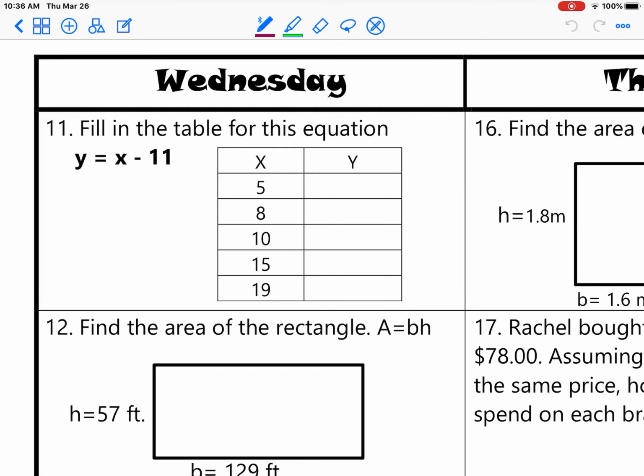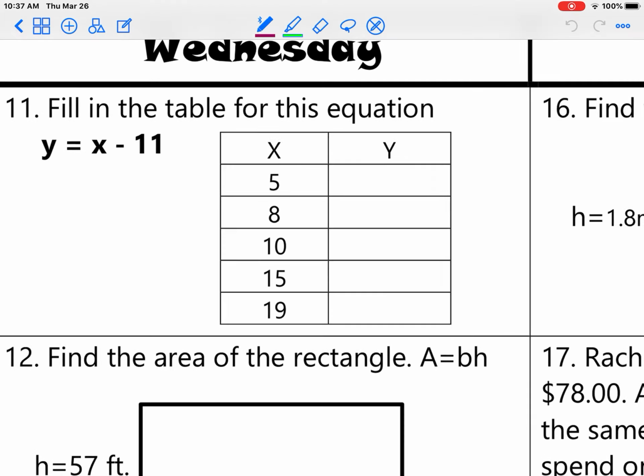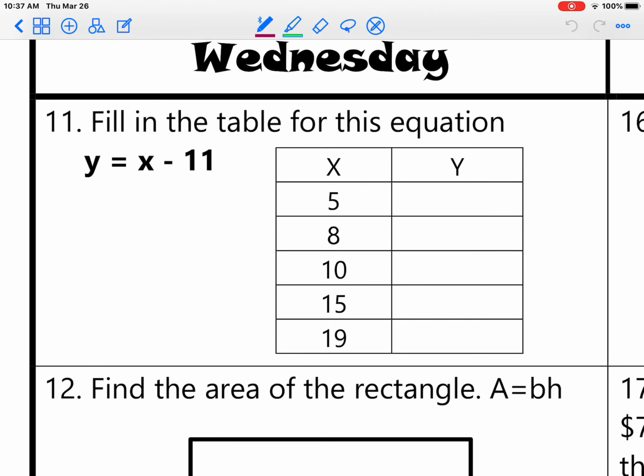Number 11 says fill in the table for this equation. Now, this is a problem you're going to have to take a picture of and upload. But guys, you don't have to take a picture of your whole sheet. Just zoom in and take a picture of this table. So number 11 says y equals x minus 11.